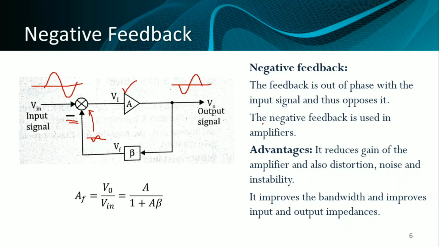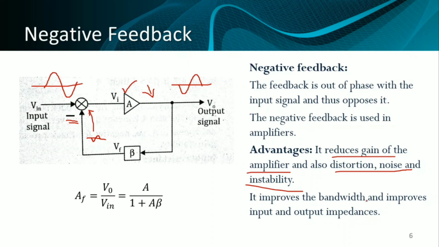Because I am reducing here, the gain is also reduced. So here you can say that the feedback is out of phase. The negative feedback is used in amplifiers. The gain of amplification is reduced. But it also reduces the distortion, the noise, and the instability. It means it stabilizes the system. It will add stability to the system.